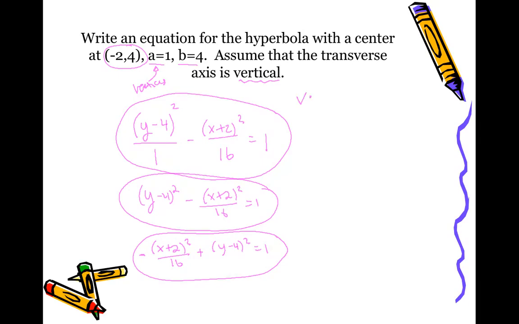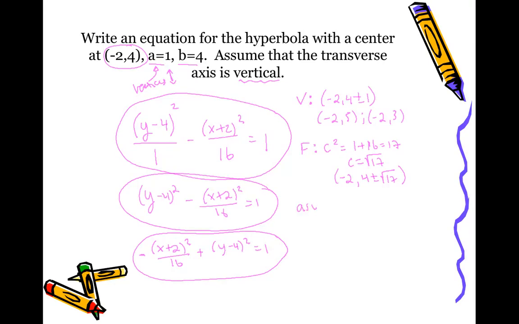Regardless, let's find the vertices. So we know that we're going to be going up and down because it's vertical. We're going to be going up and down 1. So I'm going to go from the center up and down 1, so that affects y. So my vertices would be -2, 5 and -2, 3. The focus points would be c squared equals a squared plus b squared, which is 17. So c would be the square root of 17. We know that it's up and down from the center, so -2, 4 plus or minus root 17.